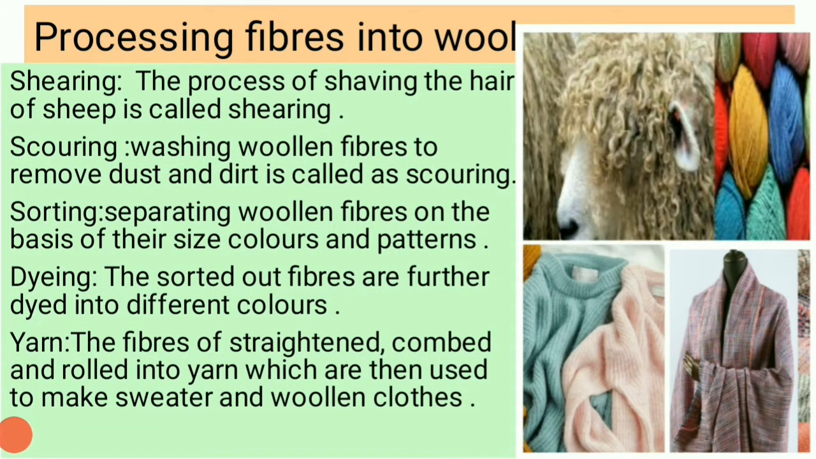Processing fibers into wool. Shearing. The process of shaving the hair of sheep is called shearing. Scouring. Washing woolen fibers to remove dust and dirt is called scouring. Sorting. Separating woolen fibers on the basis of their size, colors and patterns. Dyeing. Sorted out fibers are further dyed into different colors. Yarn. The fibers are straightened, combed and rolled into yarn, which is then used to make sweaters and woolen clothes.